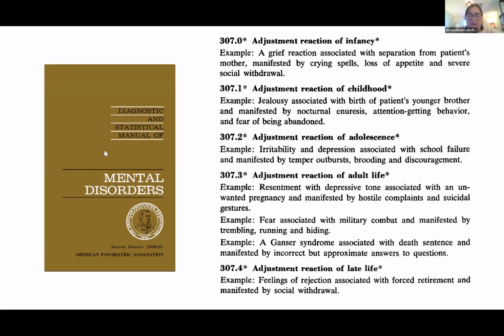And then the last one for the phases of life for the DSM-2 is adjustment reaction of late life. The example here is feelings of rejection associated with forced retirement and manifested by social withdrawal. So in this example, someone is forced into retirement. Maybe their health is no longer able to support them working full time, and it is against their will that they have to go into retirement sooner than they were hoping. And then that manifests through a social withdrawal.